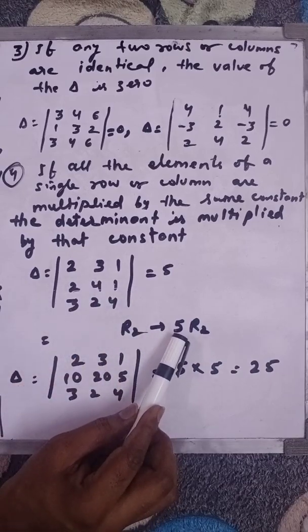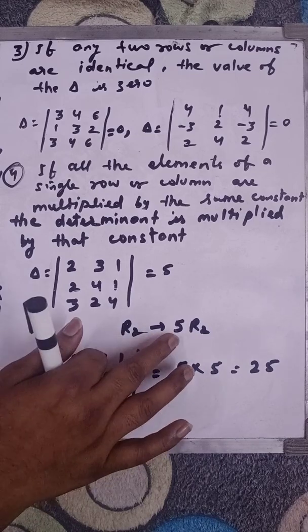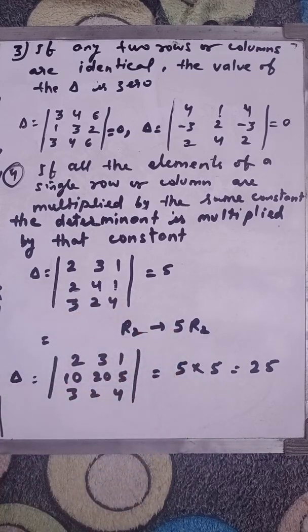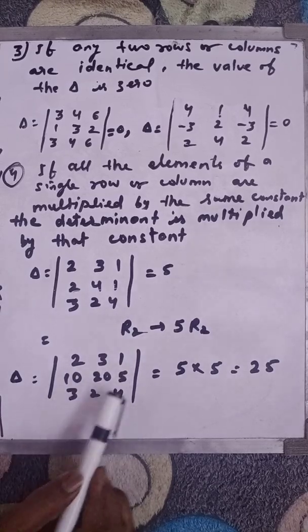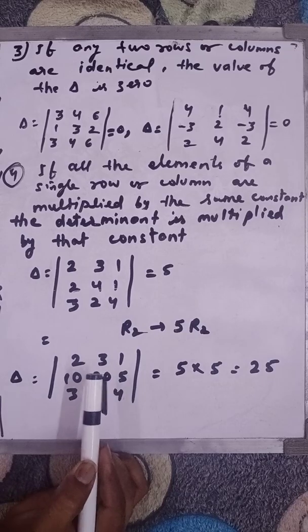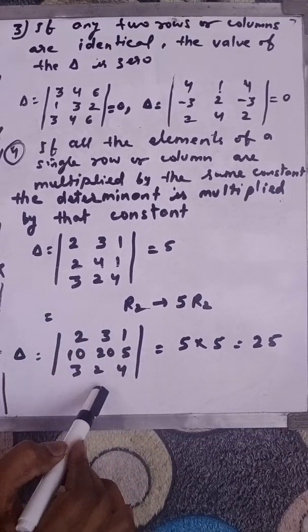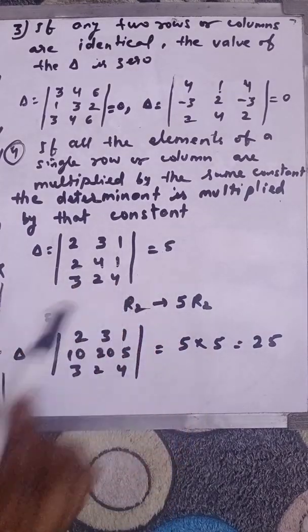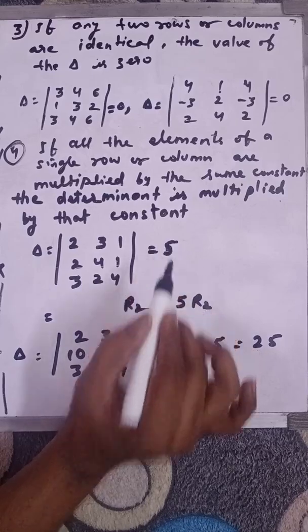When you multiply this row by 5, you will get 5 times 2 is 10, 5 times 4 is 20, 5 times 1 is 5, like this, the second row. The first will remain the same, the third will remain the same. Okay, when you expand this determinant, the value which was coming initially, that is 5.